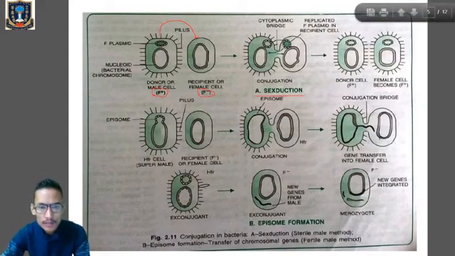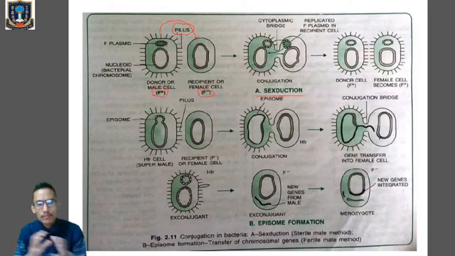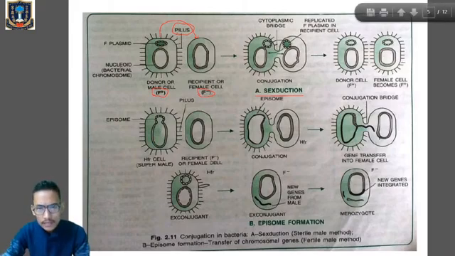Can you show me a pilus? So by the help of this pilus or the pili, P-I-L-I, the donor cells will be attached to the recipient cells. Okay, so in the region of contact, a pilus grows in size and it will form a cytoplasmic bridge.